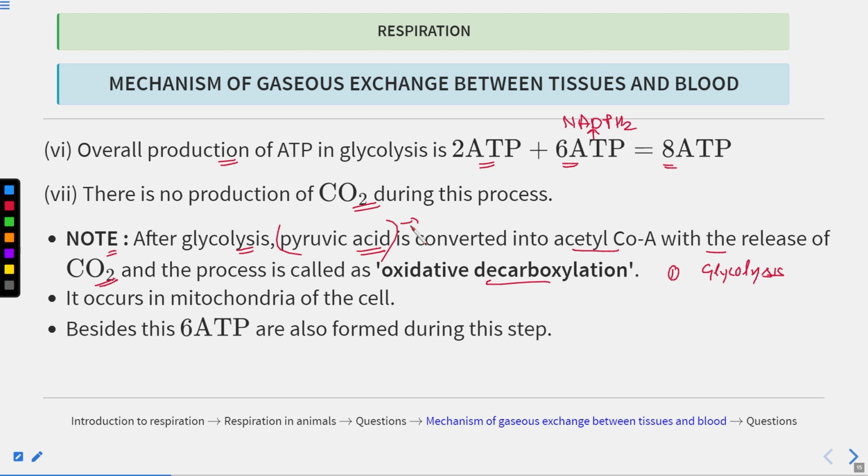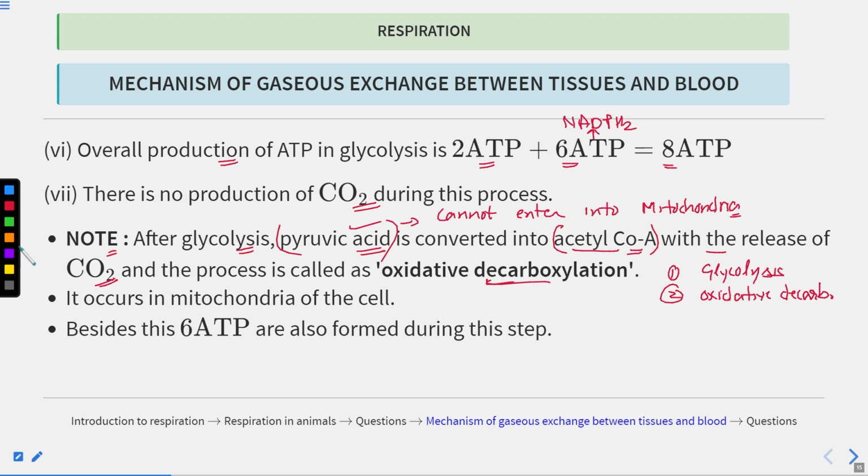Now this pyruvic acid cannot enter the mitochondria directly. So what happens? Oxidative decarboxylation of this pyruvic acid takes place. So second, you can write oxidative decarboxylation. This is the second step. Oxidative decarboxylation of the pyruvic acid takes place, and coenzyme A is added, and the pyruvic acid is converted into acetyl coenzyme A.